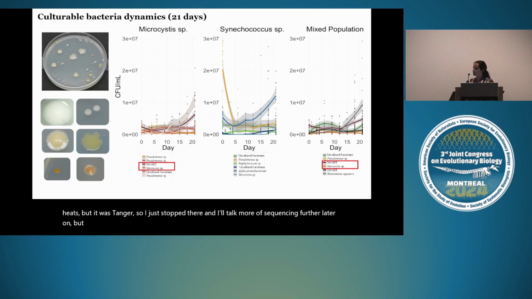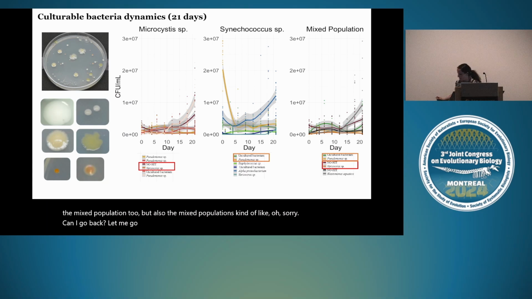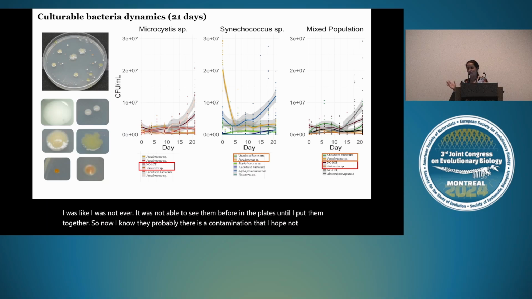But what we can see is that those two that are present in the Microcystis are actually present in the mix. These two that are present in the Synechococcus are actually present in the mixed population too. Oh, sorry, can I go back? Let me go back. The mixed population kind of has these two down here. I was not able to see them before in the plates until I put them together. So now I know they probably are either a contamination, which I hope not, so I repeated this multiple times, or the moment I mixed them together, some strains that were in low densities were able to reach a higher density that I can actually detect.